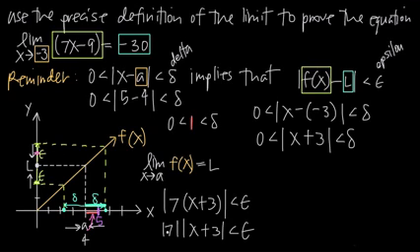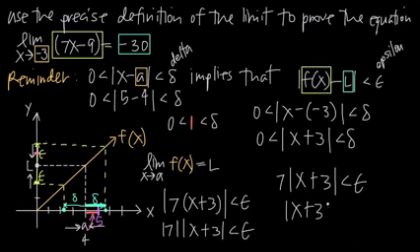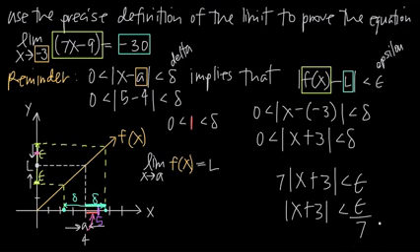Well, we know that the absolute value of 7 is still just 7, so we can call this 7 times the absolute value of x plus 3 less than epsilon. And now if we divide both sides by 7, we get absolute value of x plus 3 less than epsilon over 7. Now here's where we're going to draw our relationship between delta and epsilon.